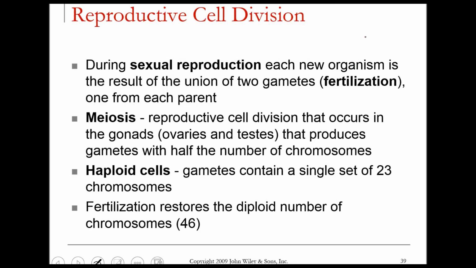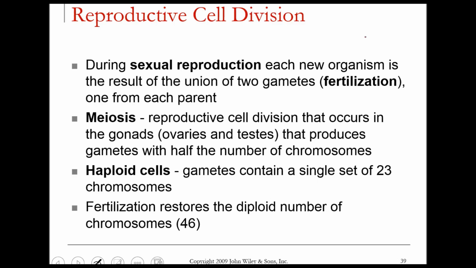Now, so that was somatic cell division, body cell division, but we also need to divide the cells for reproduction. During sexual reproduction, each new organism is formed from the union of gametes, sperm or egg, from each parent. That's fertilization. The sperm and the egg are formed through a type of cell division called meiosis. It occurs only in the gonads and produces the gametes, the sperm or egg.